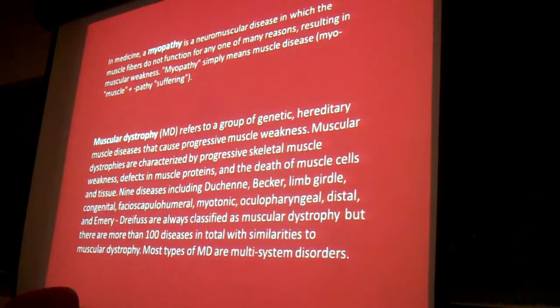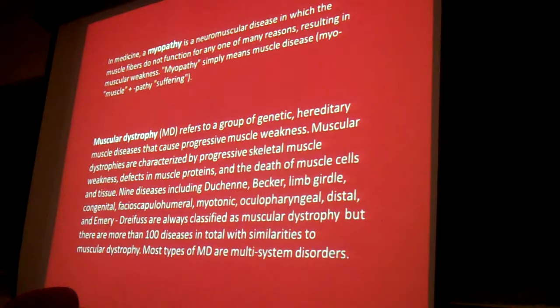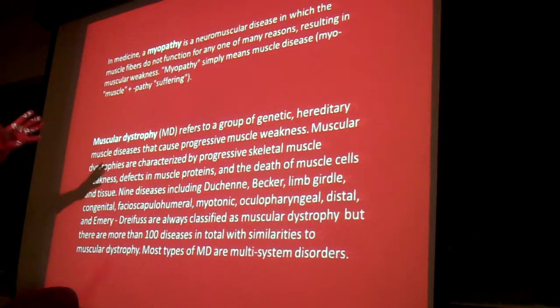I would just be familiar with the terms myopathy and dystrophy. Myopathy is basically any muscle disorder. If the muscle fibers are not functioning for whatever reason, you can call that a myopathy. But dystrophy is sort of a special genetic group of diseases.